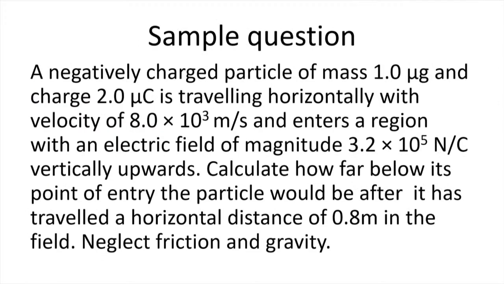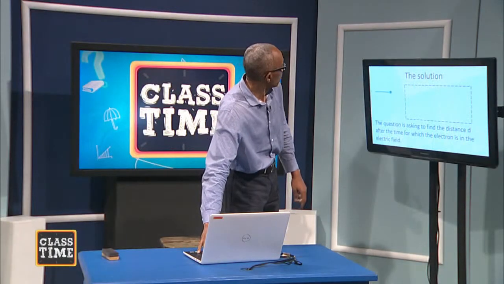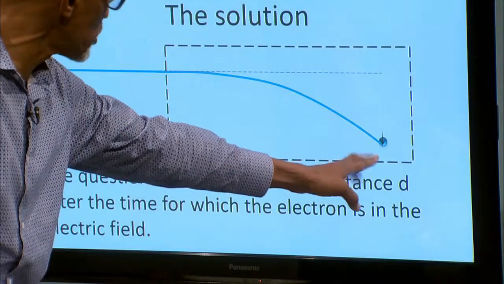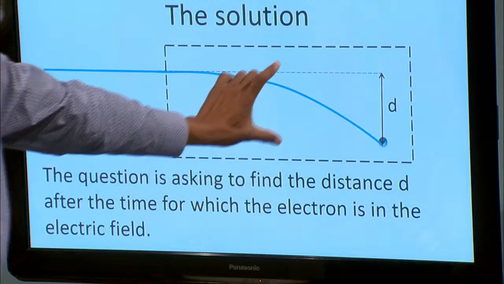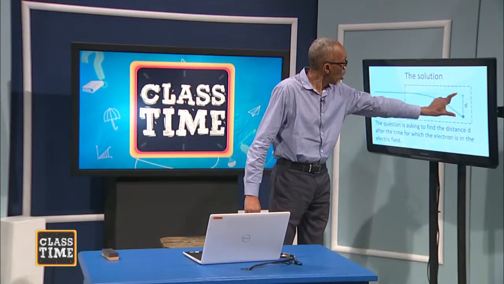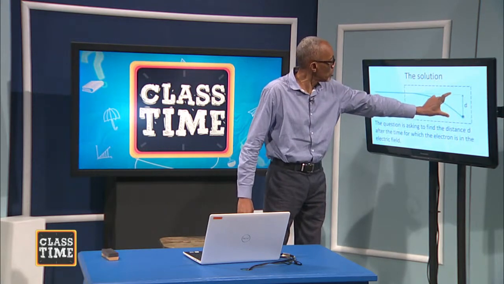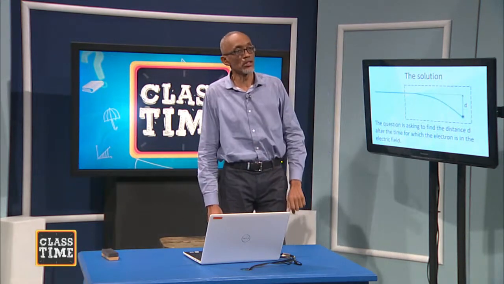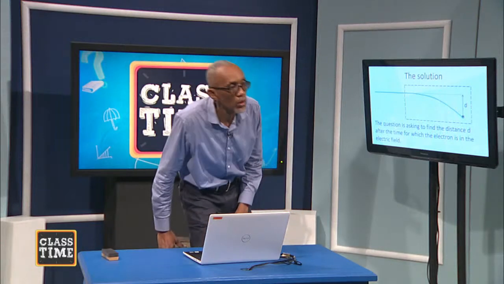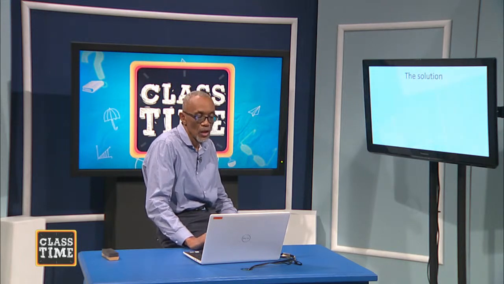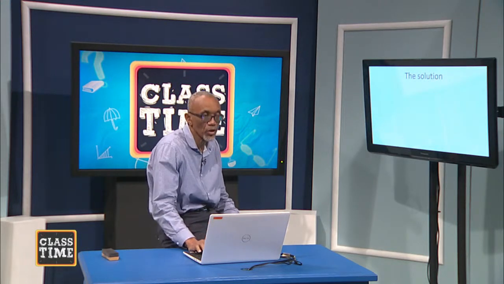So the electron comes, it enters the field, and because of the force that is exerted on it, it takes that path. So what the question is asking, how far? This is the horizontal. If it were going straight, it would be this. How far down does this charged particle go as a result of going into the field? All right, so let's look at the solution now.